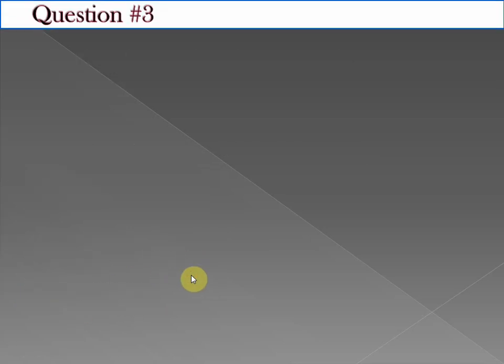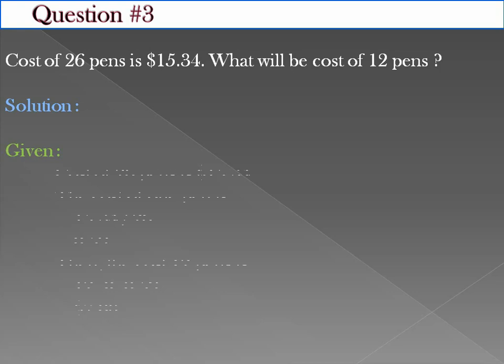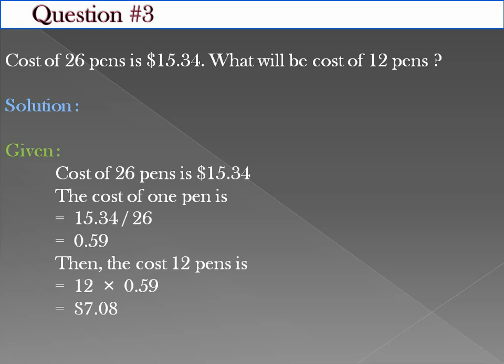Next, moving on, question number 3: the cost of 26 pens is $15.34. What will be the cost of 12 pens? You just apply the unitary method. Basically, the unitary method is called a single unit method. You find a single unit value, then you can multiply by whatever the value is for the further questions. So the cost of 26 pens is this. We get the single pen cost, then we need the cost of 12 pens. We just multiply this value 0.59 by 12, and we get $7.08.